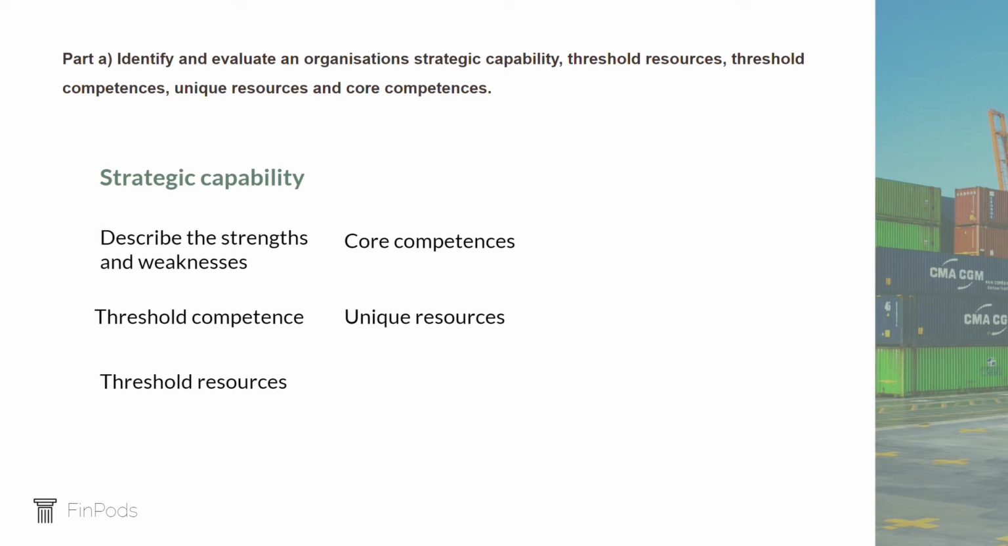Core competencies are the activities and processes through which resources are deployed in such a way as to achieve competitive advantage in ways that others cannot imitate or obtain. Unique resources are those resources that critically underpin competitive advantage and that others cannot easily imitate or obtain. Resources can be tangible or intangible in nature.